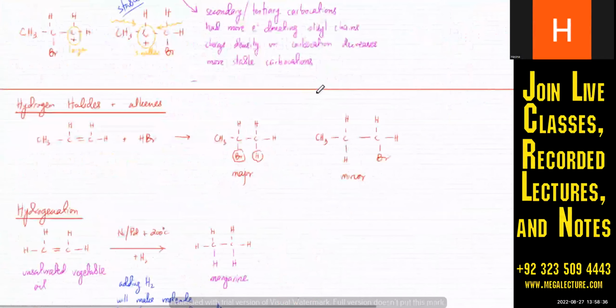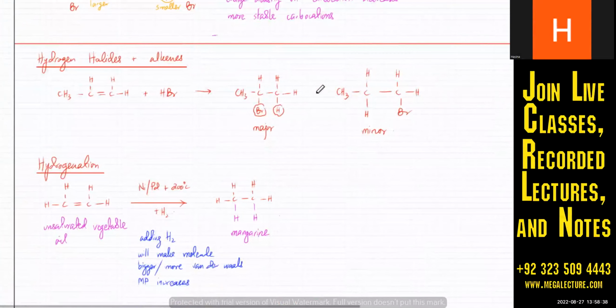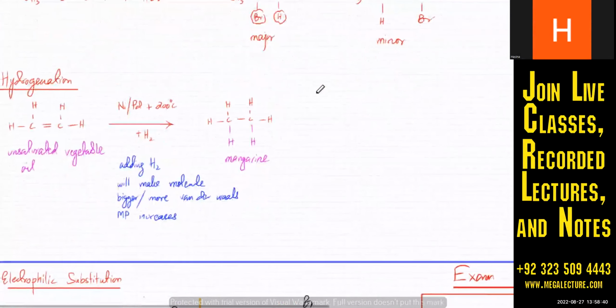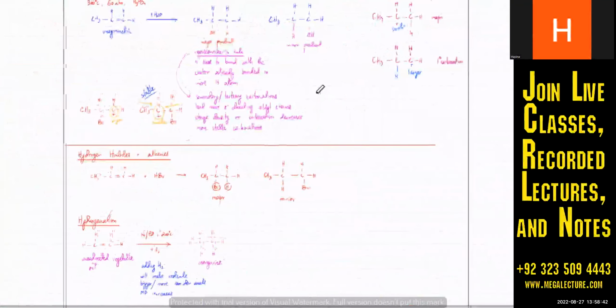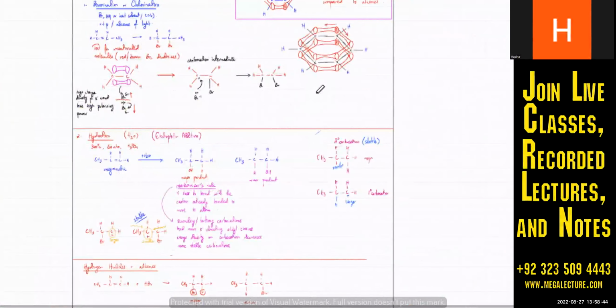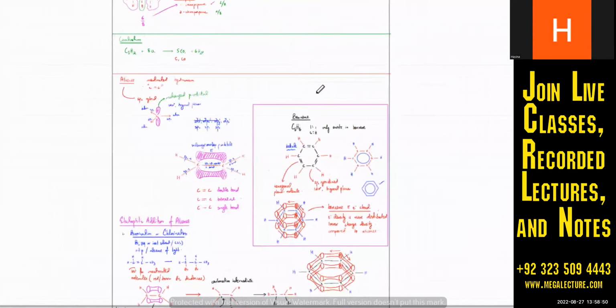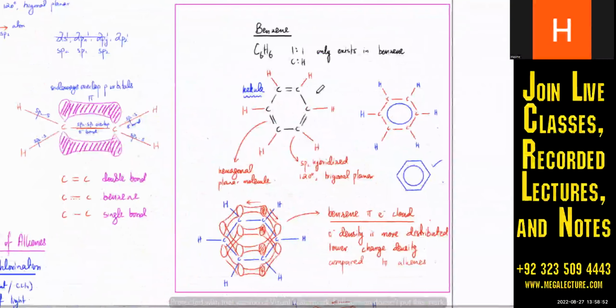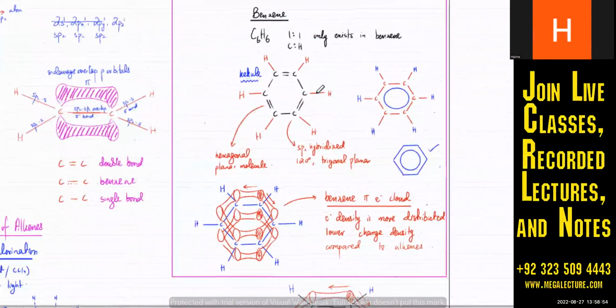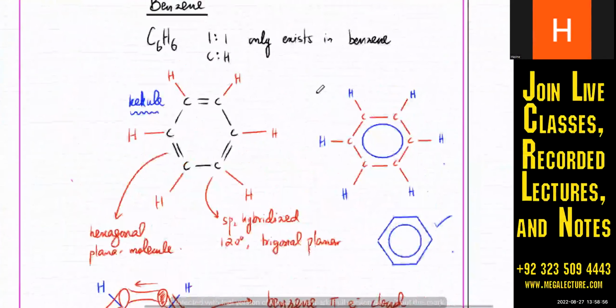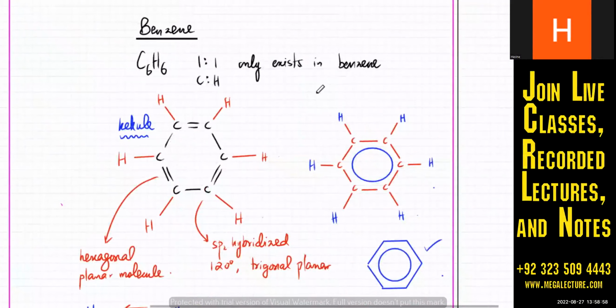So anyways, you have alkene reactions, hydrogen halide addition reactions, and hydrogenation happened, right? That was also AS. Now right at the end, I'm just going to talk about benzene a little bit. Now benzene is very similar to an alkene, right? So benzene is this thing. This is C6H6. It's got a carbon to hydrogen ratio of 1:1.